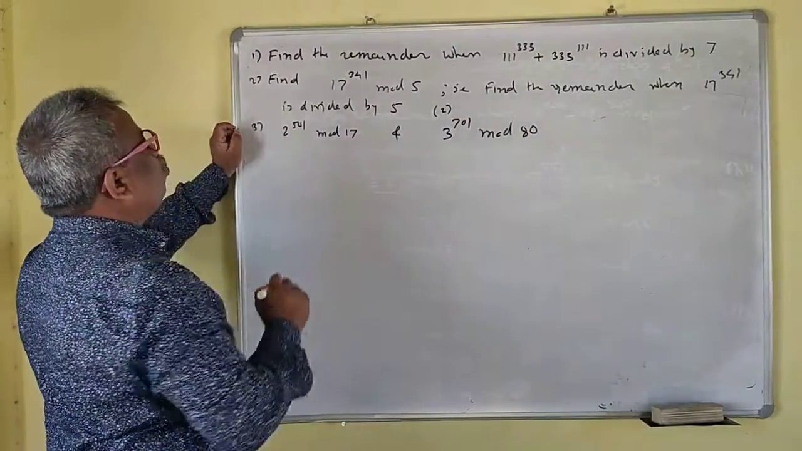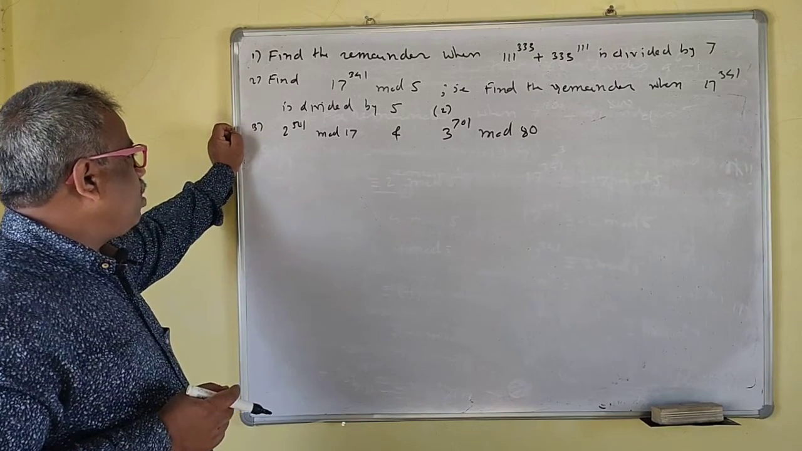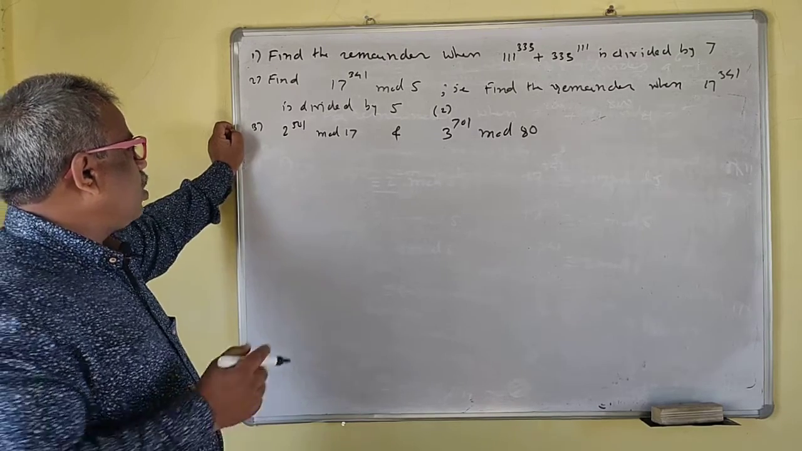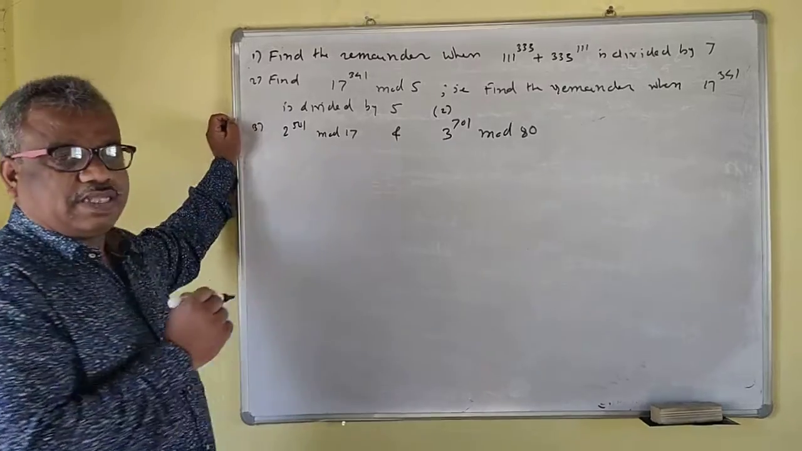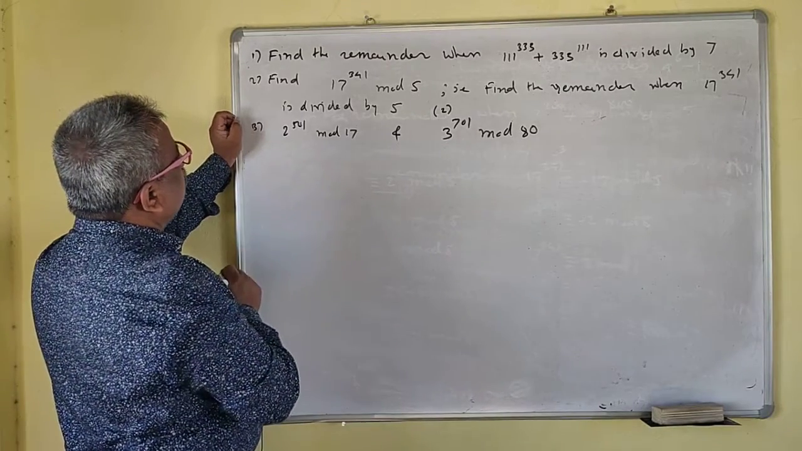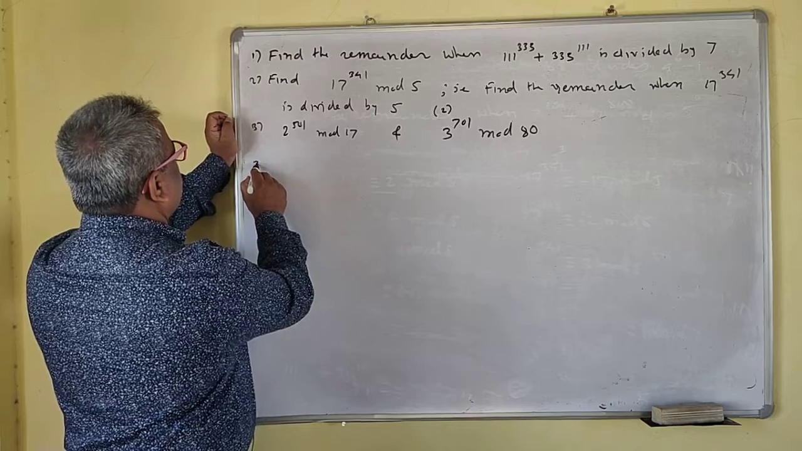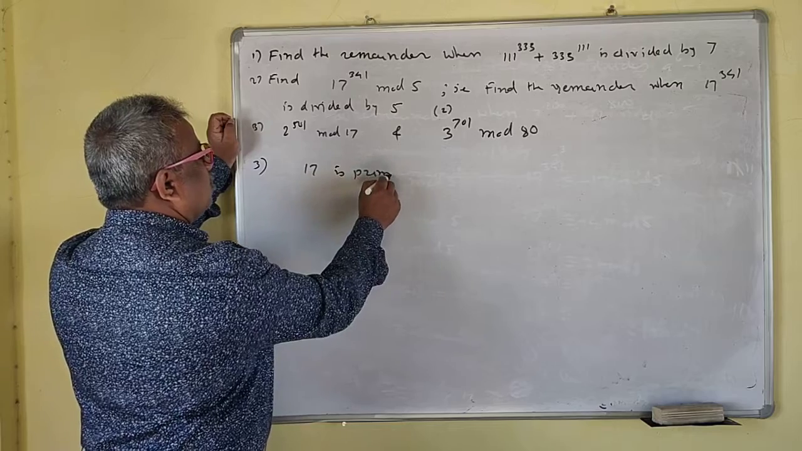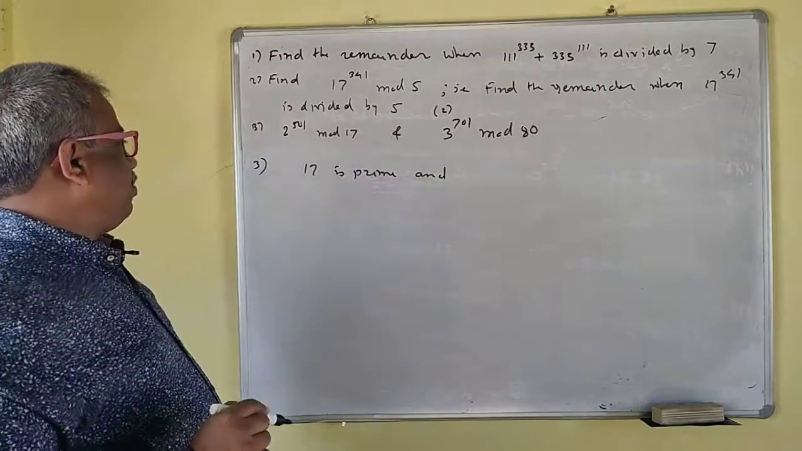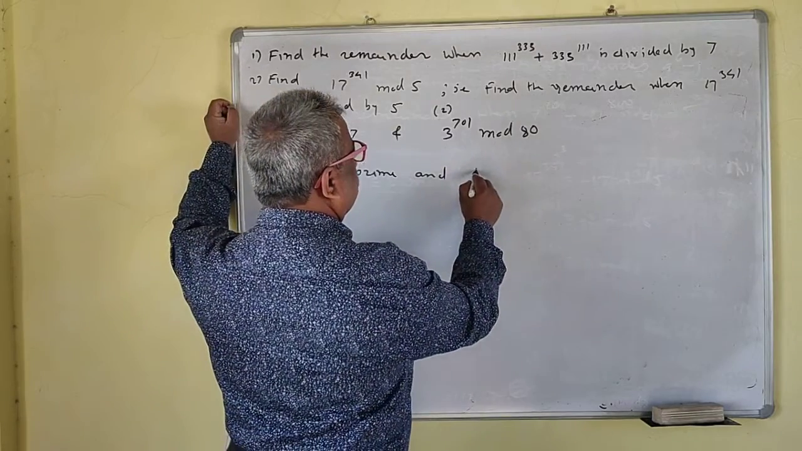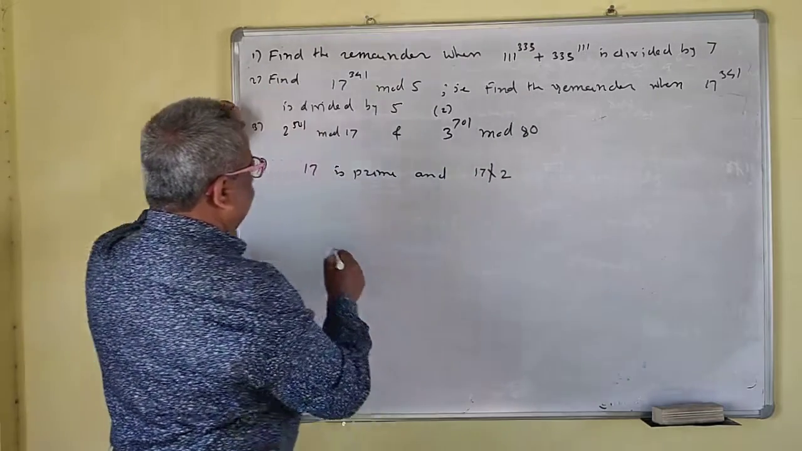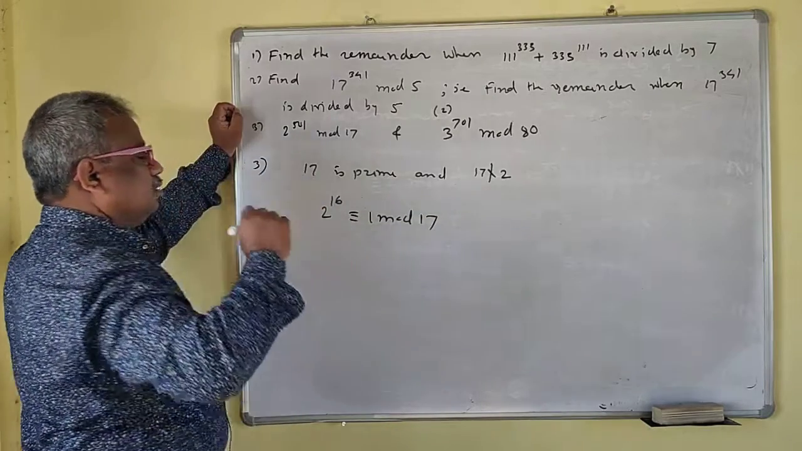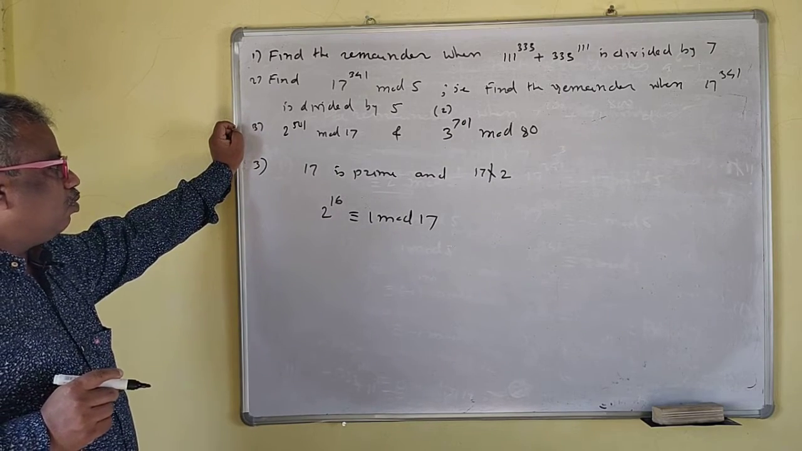Now here, 2 to the power 501 mod 17. So here 17 is prime. We can apply Fermat's theorem. By Fermat's theorem, for the third one: 17 is prime and 17 does not divide 2. Therefore 2 raised to 16 is congruent to 1 mod 17.